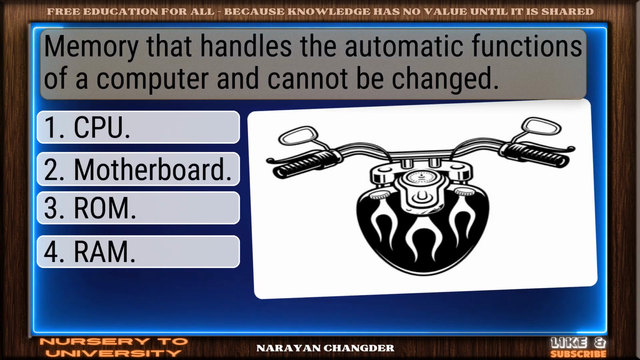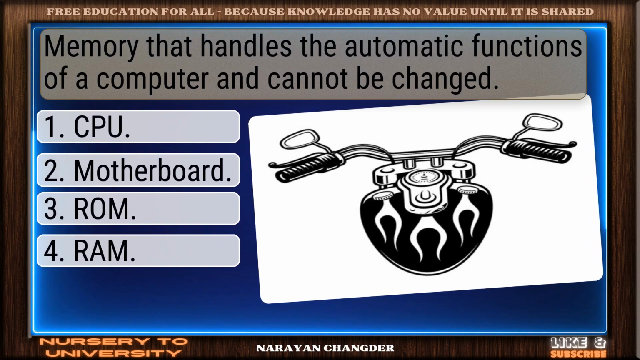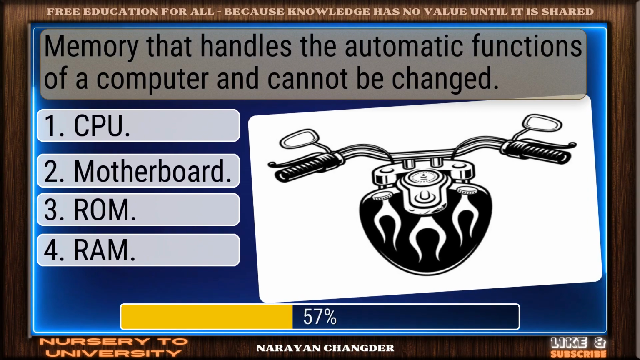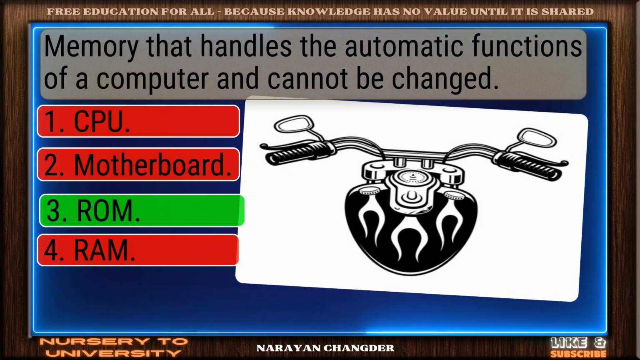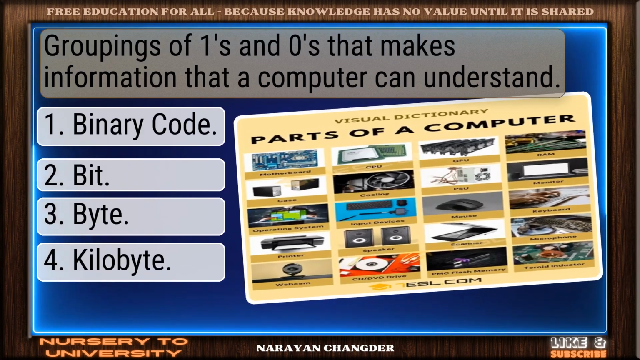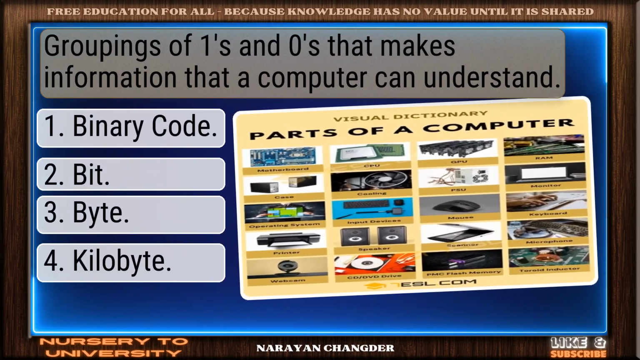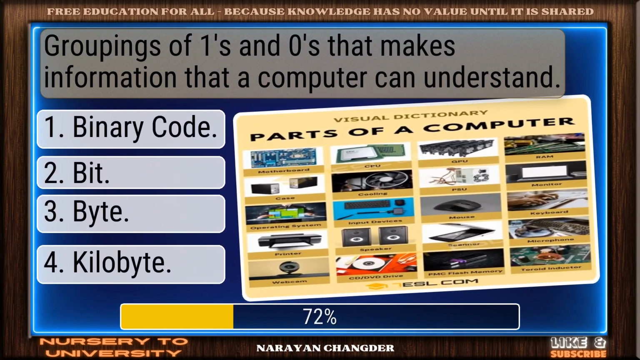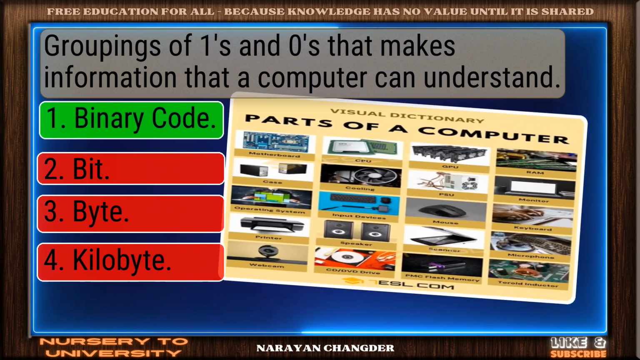Question number 30. Memory that handles the automatic functions of a computer and cannot be changed. A. Correct. ROM is the right answer. Question number 31. Groupings of ones and zeros that make information that a computer can understand. Well-reasoned. Binary code is the correct choice.